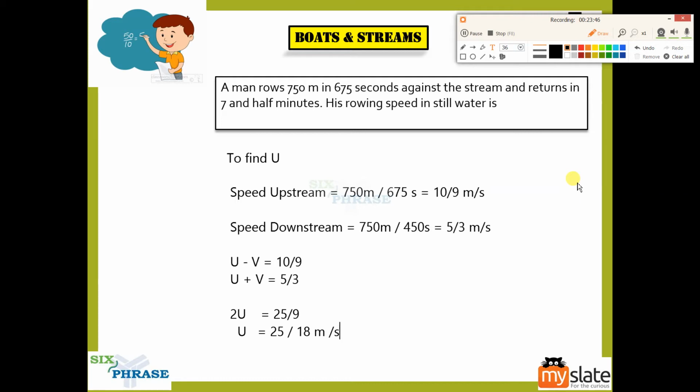If the options are given in meters per second, just do it. If options are not given in meters per second and they are in kilometers per hour, how do you convert meters per second into kilometers per hour? You have to multiply it by 18 by 5. So this 18 and this 18 will get cancelled. This 5 times 5 is 25. So if you convert it, you will get 5 kilometers per hour. Okay, so that is the answer.